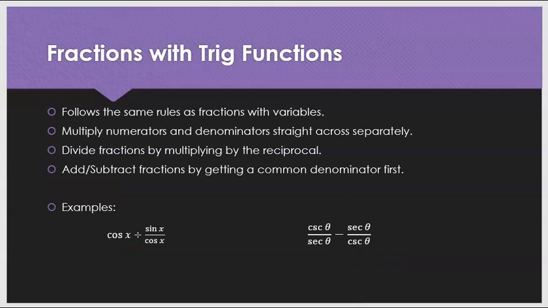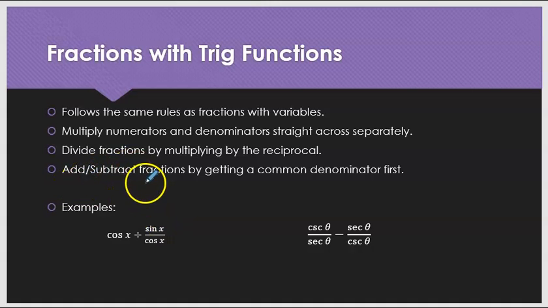Now for a look at how fractions are affected when they have trig functions in them. This will follow the same rules as fractions with variables or numbers instead. So when you are multiplying fractions, remember to just do the numerators multiplied together and the denominators multiplied together separately. When you are dividing fractions, you either want to take the second fraction, if it's written this way, and change it to a multiplication by the reciprocal, or it may be written as a fraction itself, so you may want to take the denominator and multiply by the reciprocal of the denominator instead.